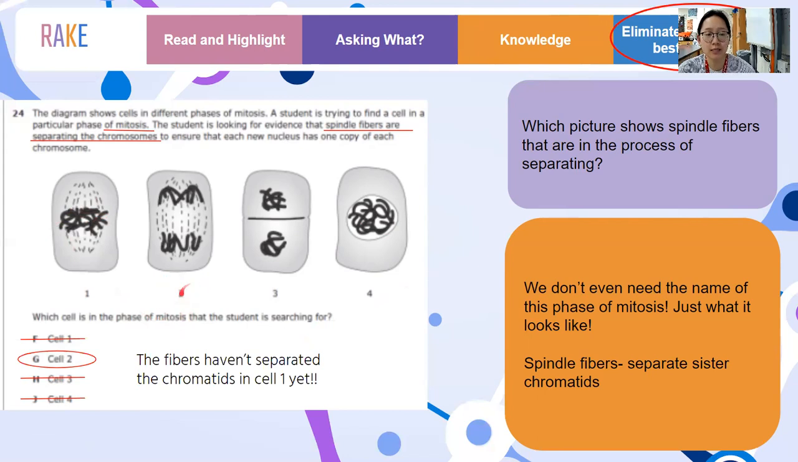And if you were wondering, this is an example of anaphase because they are being pulled apart. This is metaphase, this is telophase, and this is prophase. So all the phases are shown here, but only 2 of them have spindle fibers and only 1 of them is pulling the chromosomes apart.